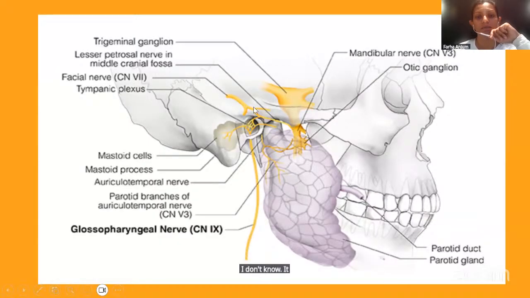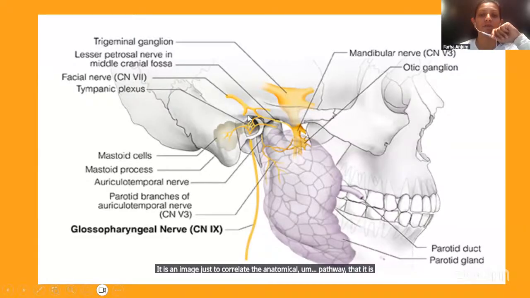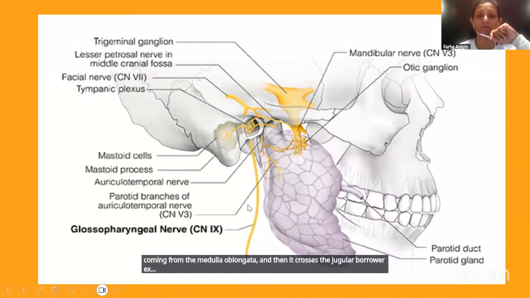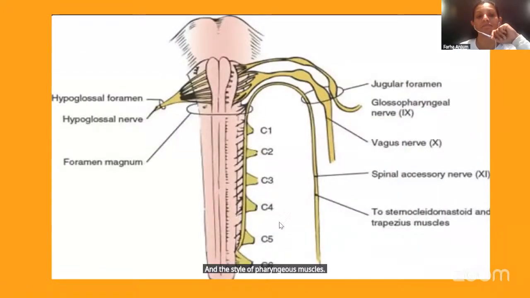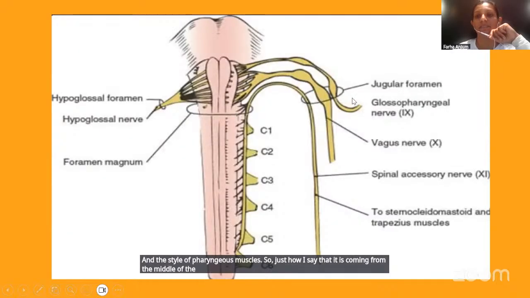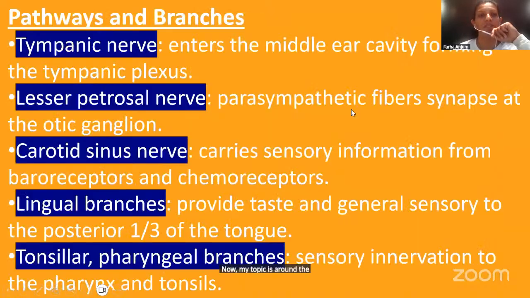This image is just to correlate the anatomical pathway. It comes from the medulla oblongata, crosses the jugular foramen, comes out from the brain, and innervates the tongue and the stylopharyngeus muscle. As I said, it comes from the medulla oblongata and exits through the same jugular foramen as the vagus and glossopharyngeal nerves. Today my topic is the glossopharyngeal nerve.